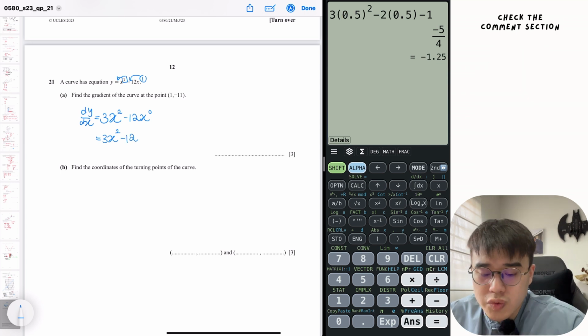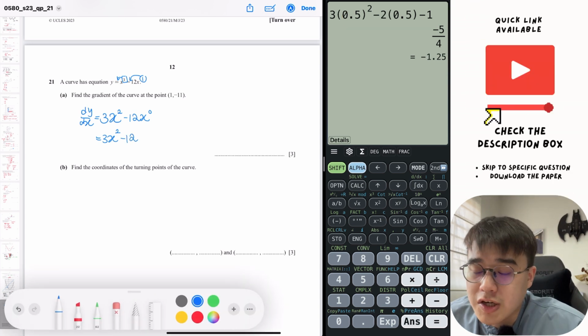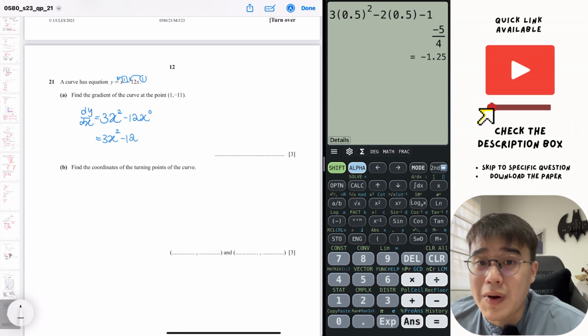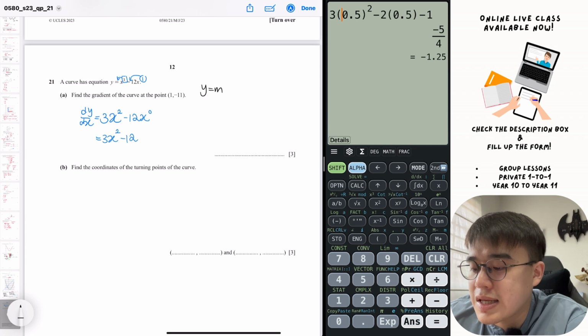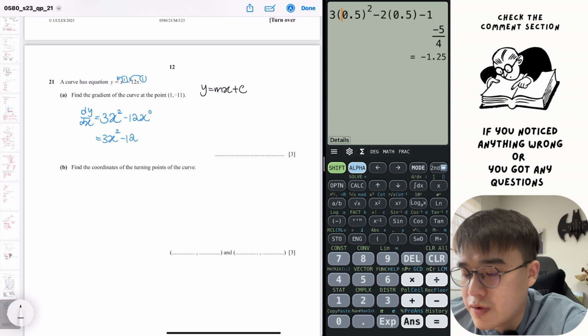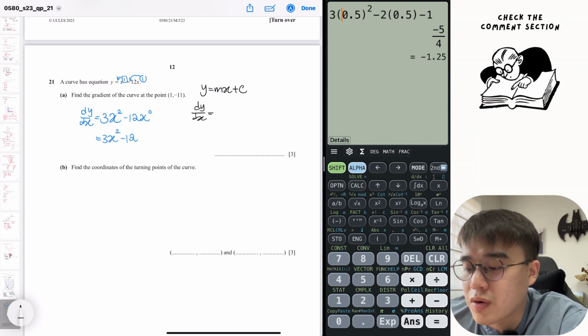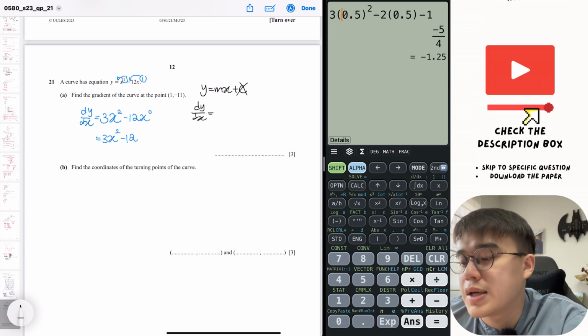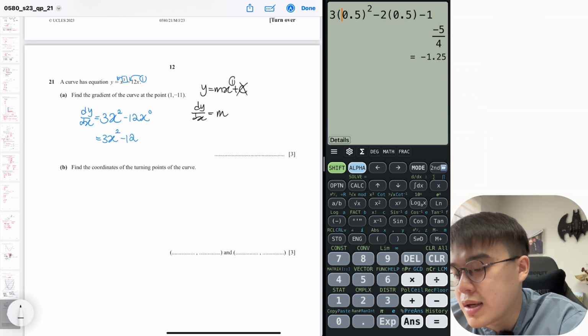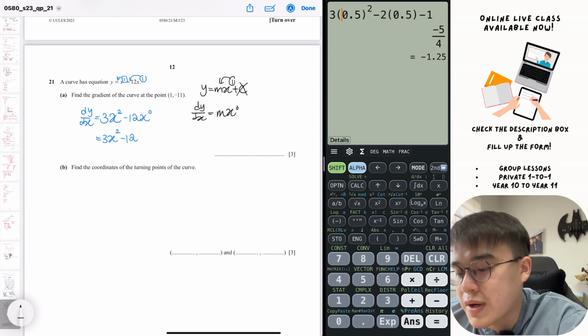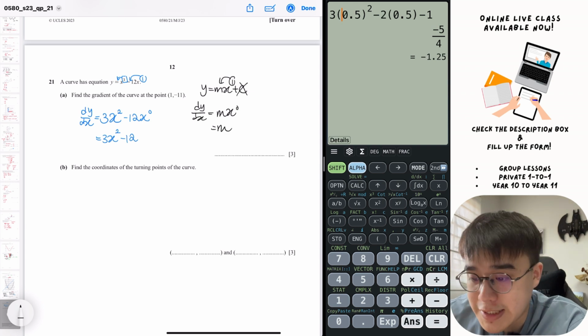For those who don't understand why the gradient function is also known as dy/dx, you can experiment on the existing line equation, the linear equation. When you differentiate it, the constant will be ignored because it has no x to it. And you get m times 1, and then x to the power of 0. So dy/dx is actually m here.